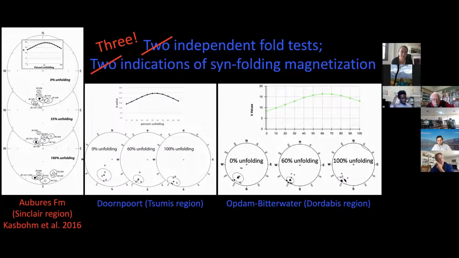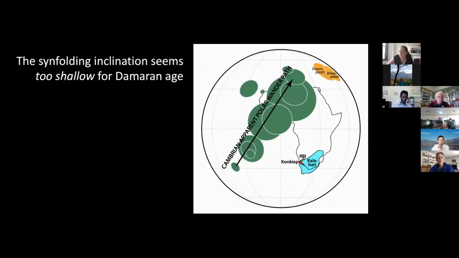And actually, this really caught my eye because 5 years ago, my lab group found a similar relationship in the Sinclair area, where in the Aubrus Formation, the maximum unfolding was again at right around 55% unfolding of the strata. And so now we have a magnetization that is documented to be acquired by the rocks as they're being folded. And as I mentioned before, I expected that all of the folding would be Damaran in age.